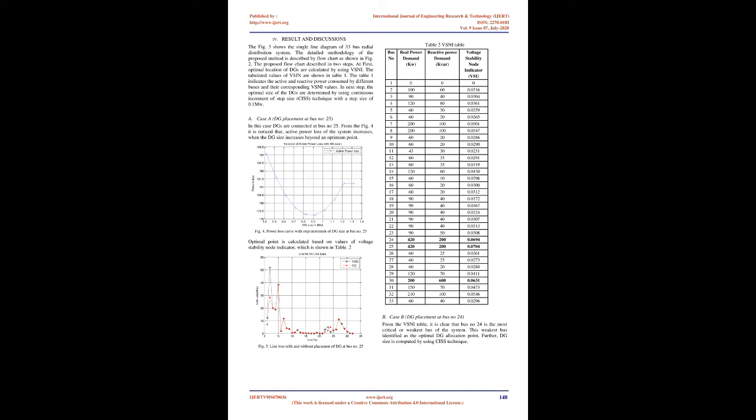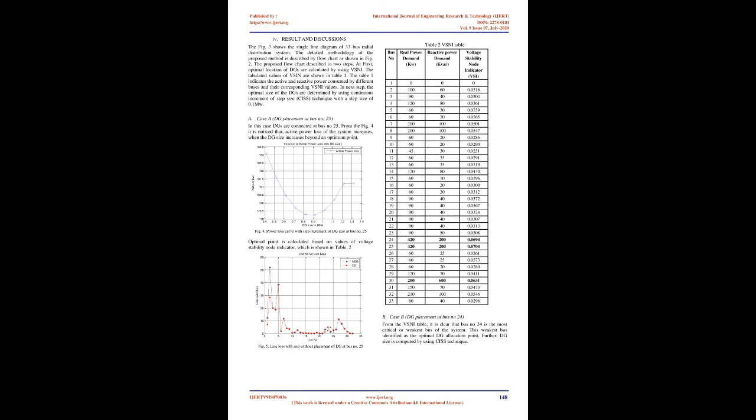Further, when the value of the VSNI approaches 1.0, the system will become unstable. Similarly, values away from 0 indicate improved stability of the system. B. Optimal size selection using continuous increment of step size, CISS. Once the optimal location of DG is fixed, the DG size is changed from 0 to 1 pu of the total load. As the DG size increases, the total active power injected into the system increases. This injected power minimizes the total active power loss.